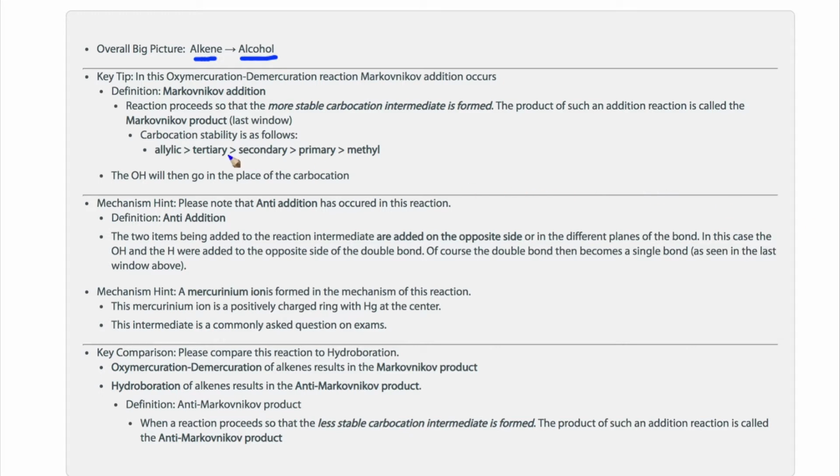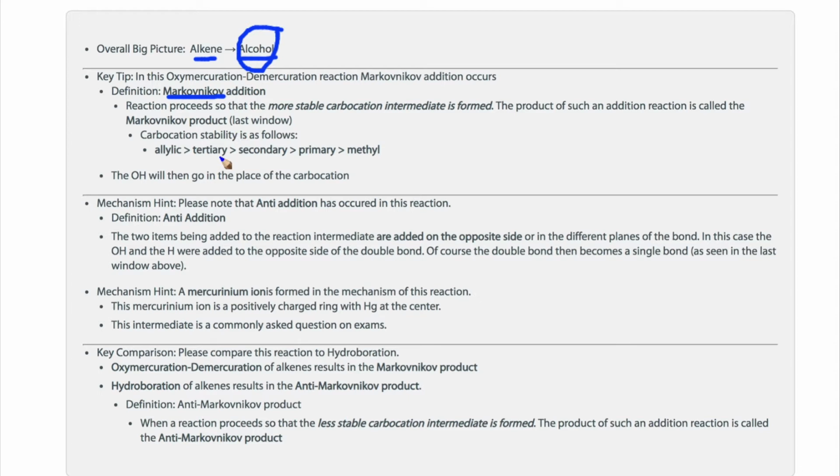The regioselectivity for this reaction is said to be Markovnikov, which means that the alcohol will be placed on the most substituted carbon. This is because the carbocation intermediate will be most stabilized on the more substituted carbon.